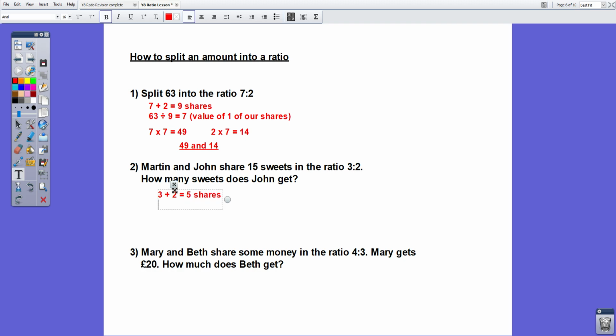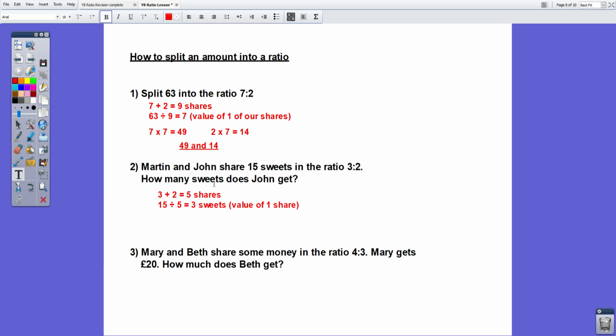We've got 15 sweets, and we've got to share those 15 sweets, divide those 15 sweets into 5 shares. 15 divided by 5 means that there will be 3 sweets, and that is the value of 1 share. Now Martin is getting 3 shares.